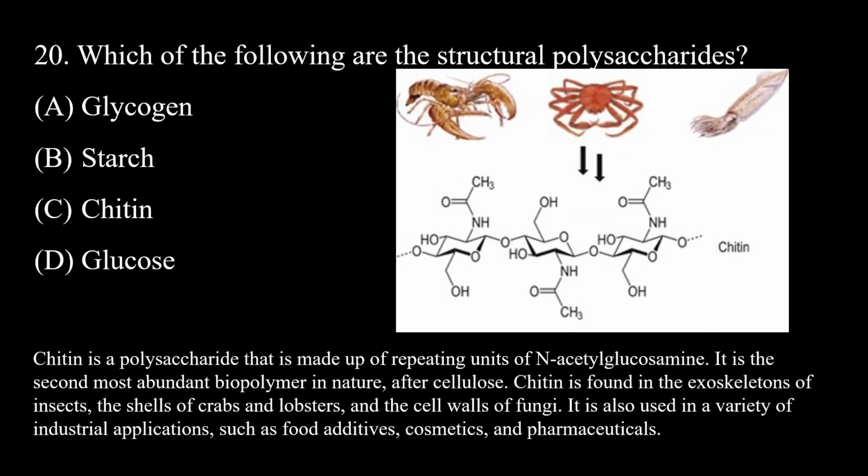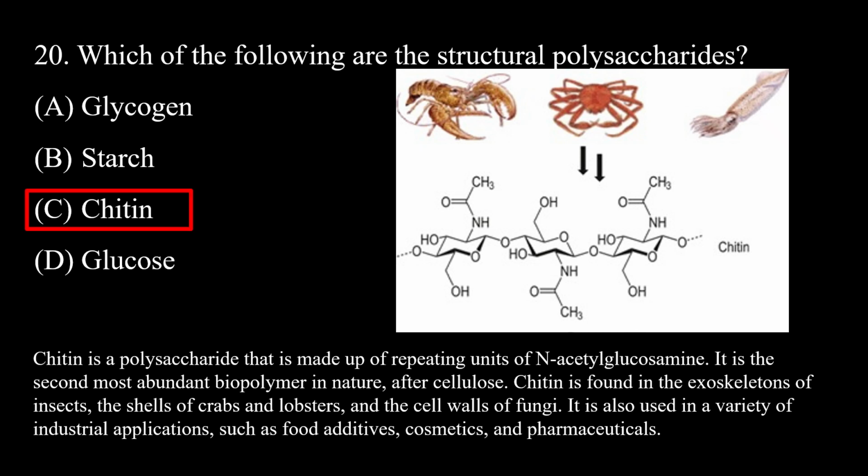Question number 20 is, which of the following are structural polysaccharides? A. Glycogen, B. Starch, C. Chitin, D. Glucose. If we look into the options, glycogen and starch are the storage forms of polysaccharides, and glucose is the quickest source of energy. So the remaining option is C.